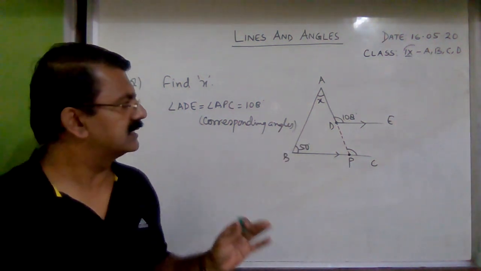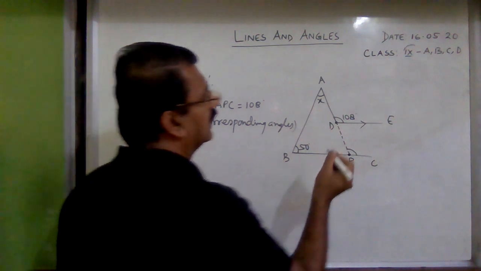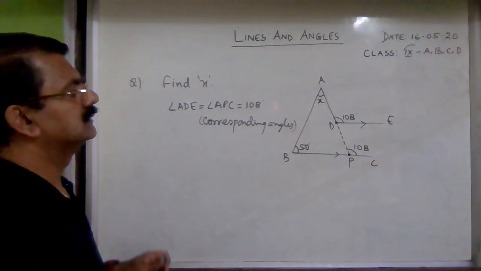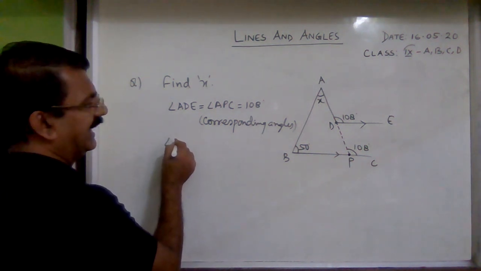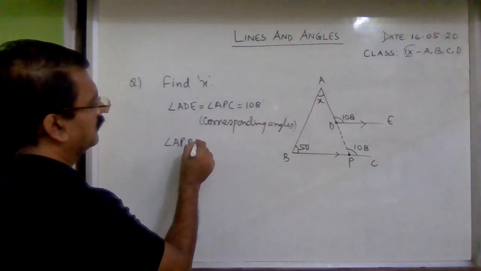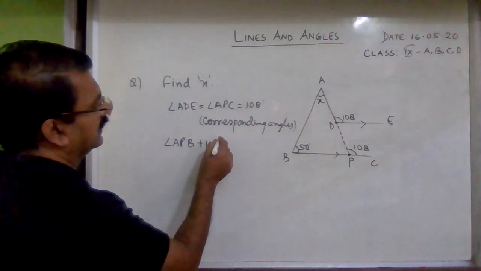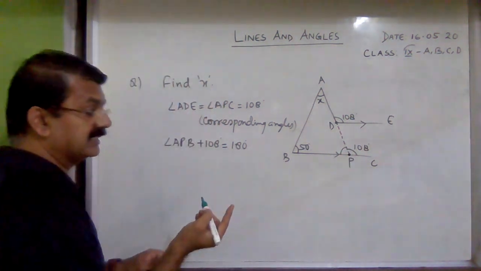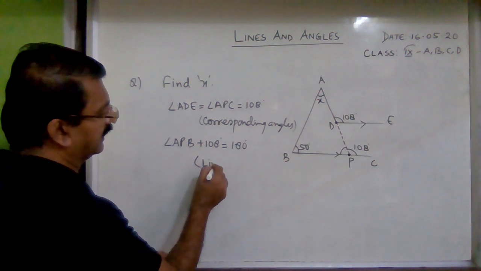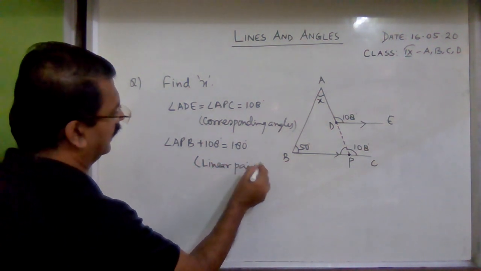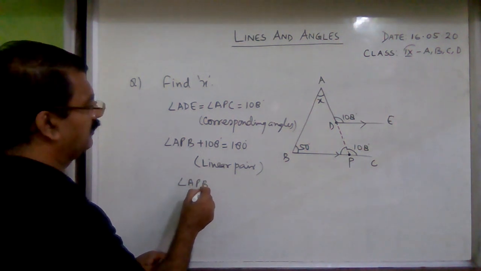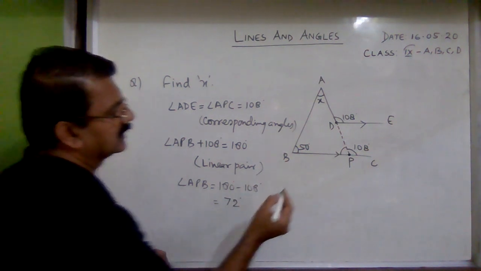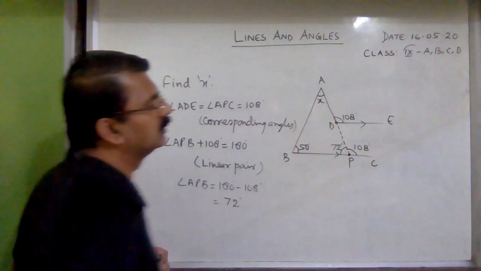The reason is they are corresponding angles. Now this is 108. Now angle APB plus 108 is equal to 180, means this angle plus this angle will be 180. The reason is they are forming a linear pair. So angle APB will be equal to 180 minus 108, that is 72 degrees. So this angle will be 72 degrees.